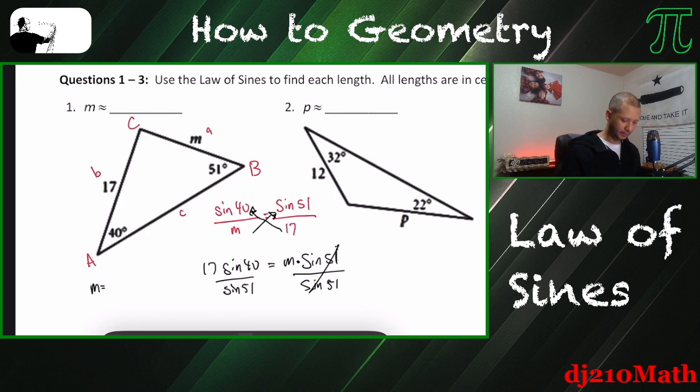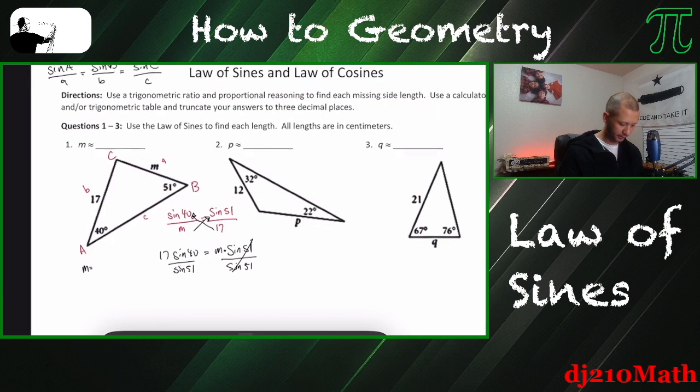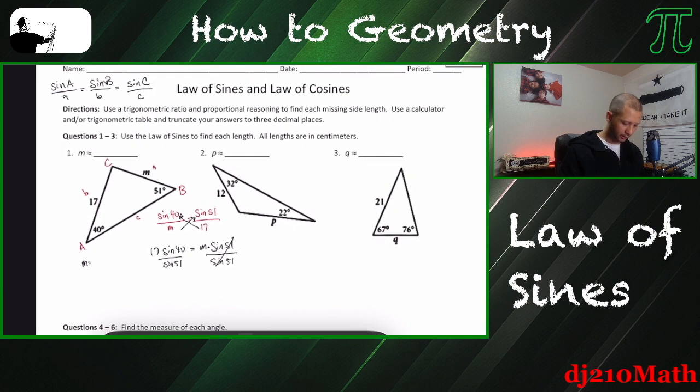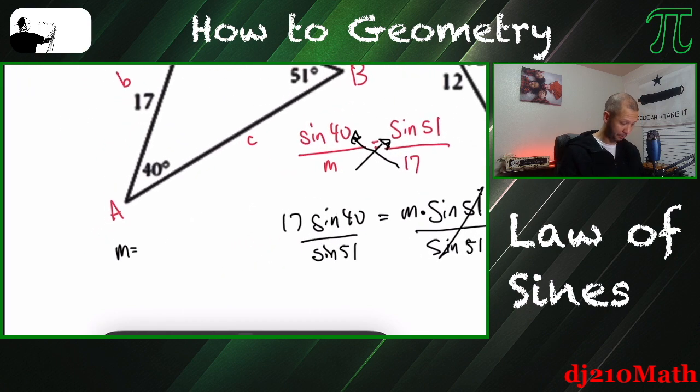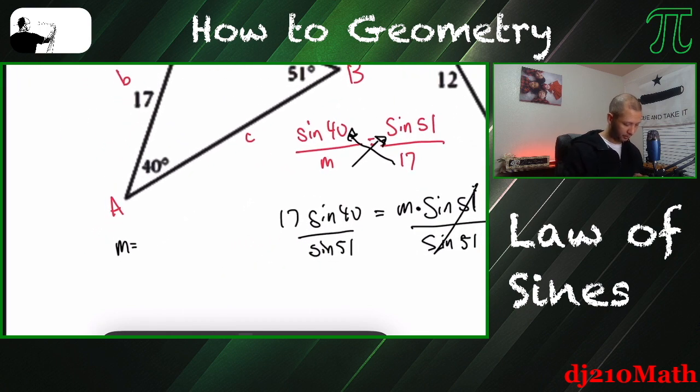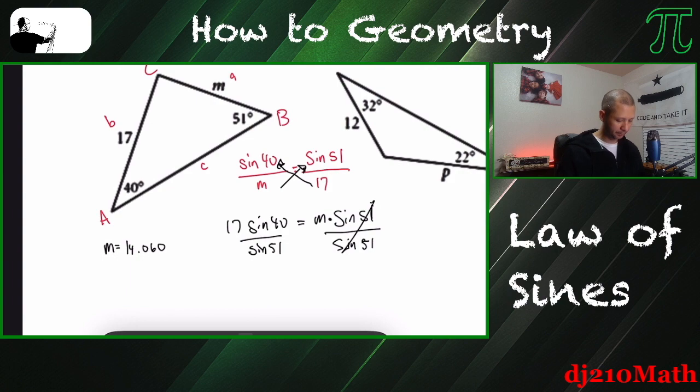We'll take it to the nearest degree, unless it says, let's see, hold on. Use a calculator. Truncate your answers to 3 decimal places. So we want 3 decimal places, truncated, meaning not round. Do not round. So 14.060. That would be little m.